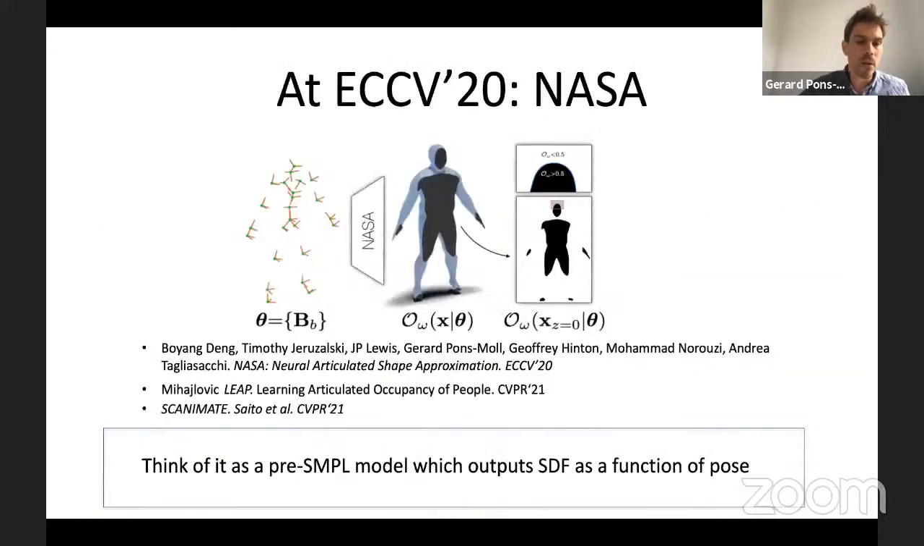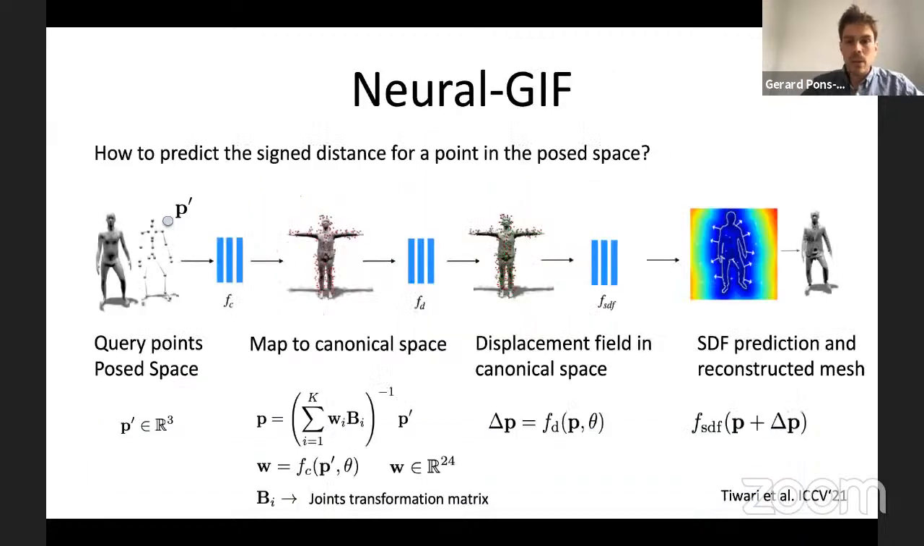You can think of these models as a sort of SMPL model that outputs a signed distance function as a function of pose, right? And having the signed distance is useful for different topologies and for complex clothing. If you want to deal with interactions with the environment, you already have the distance field. For example, if I want to know how far my hand is from the glass, I already have this with my model. It's really useful, right? So we built on this Neural-GIF idea and on this generalized implicit functions idea.